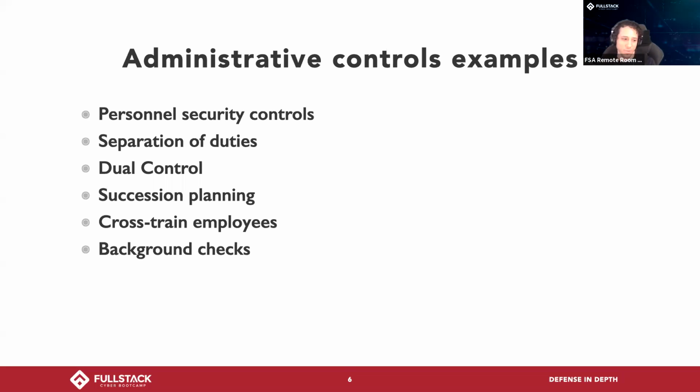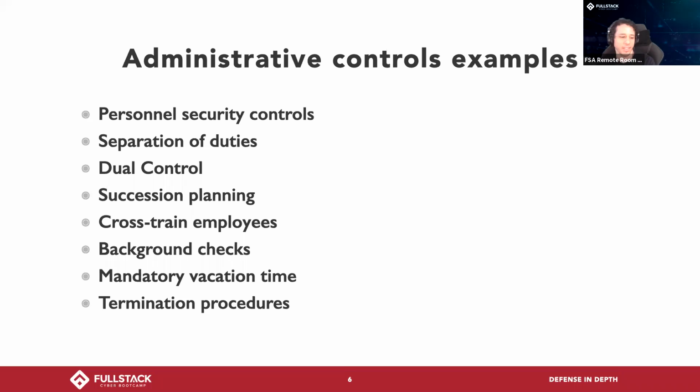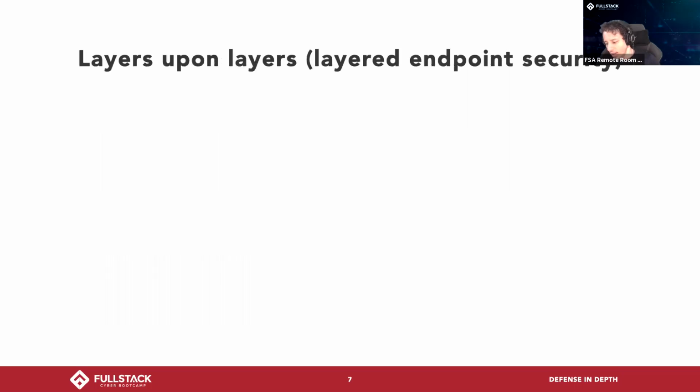Got background checks for people that you're hiring. This goes for if you're hiring contractors as well. Mandatory vacation time, so others can look at you. Similar to audits, I guess it would have the same thing there. Termination procedures, as well as any kind of legal controls that we have there. Cool. All right, so those are administrative controls examples. I'll make sure that at least we talk a bit about those.